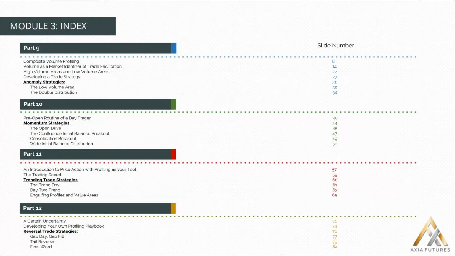Then in the final part, Part 12, we will discuss the principle of the art of probability, as well as developing your own playbook. We will then finish Part 12 with the last of our strategy sets, which will be reversal strategies, and these will be the gap day and the gap fill, tail reversals, before we finally finish off with a final word. Good luck and enjoy Module 3.